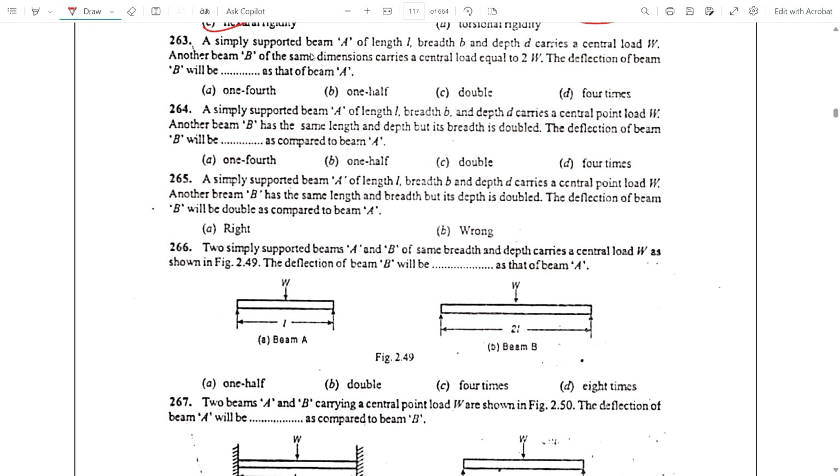A simply supported beam A of length L, breadth B and depth D carries a central load W. Another beam B of the same dimensions carries a central load of 2W. The deflection of beam A will be that of B. For a simply supported beam with a point load, the deflection is WL cube by 3EI. For B, with W changed to 2W, it becomes 2WL cube by 3EI.